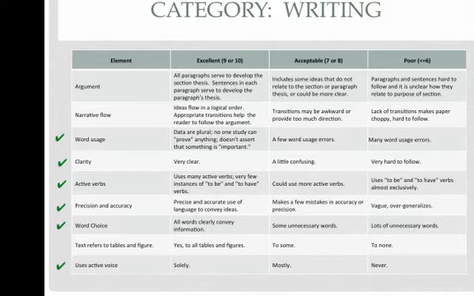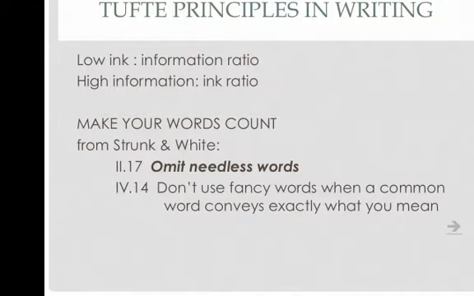So let's get started. One way to think about the writing section is in terms of Tufte principles. It's not really just a list of rules; they're related to certain concepts. If we think about the Tufte principles for displaying quantitative information, one of them is the low ink to information ratio. If we turn that upside down, you could also say it's a high information to ink ratio. Another way of saying that is to make your words count in writing.